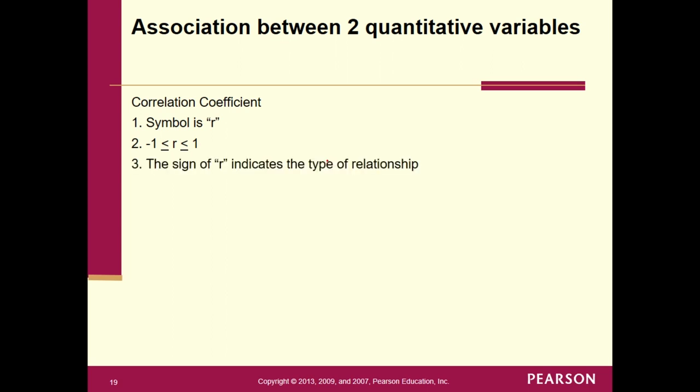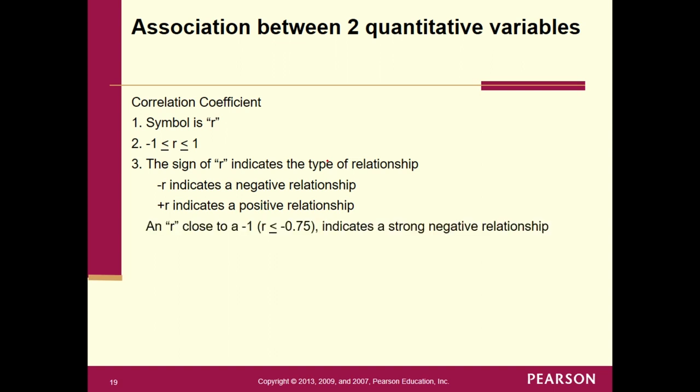The sign of R indicates the type of relationship. So if you get a negative R, that indicates a negative relationship. A positive R indicates a positive relationship. Okay? Only makes sense.